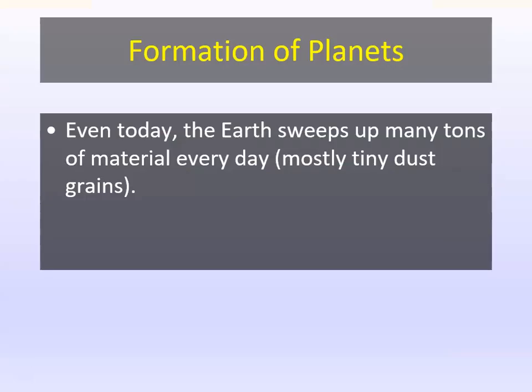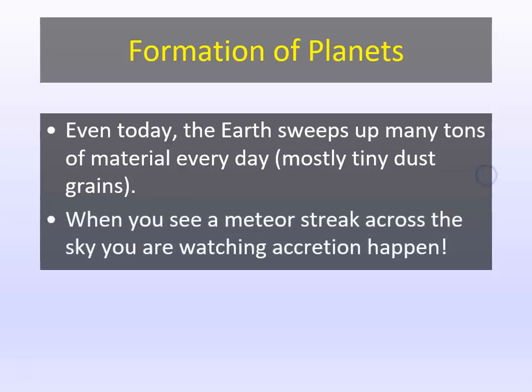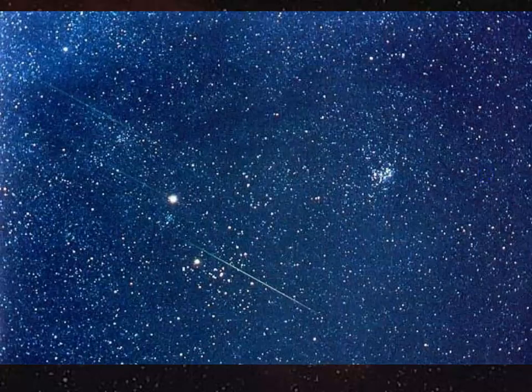Now, even today, Earth continues to sweep up many tons of material every day in the process of accretion. So whenever you see a meteor streak across the sky, you are watching accretion. So here's a nice picture of a meteor going through, as you can see, the Hyades and Taurus. There are the Pleiades right there. Oh, what's this bright object? Yeah, that's a planet. That's actually the planet Saturn. This picture was taken about 20 years ago when Saturn was in Taurus.